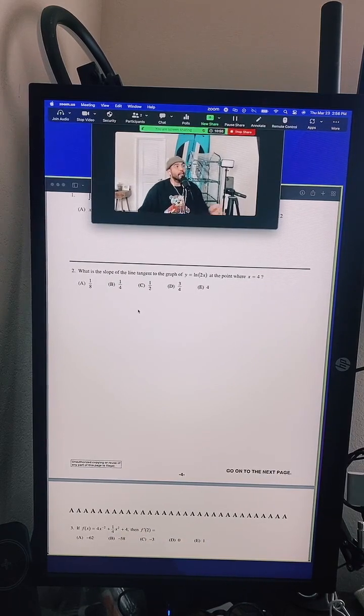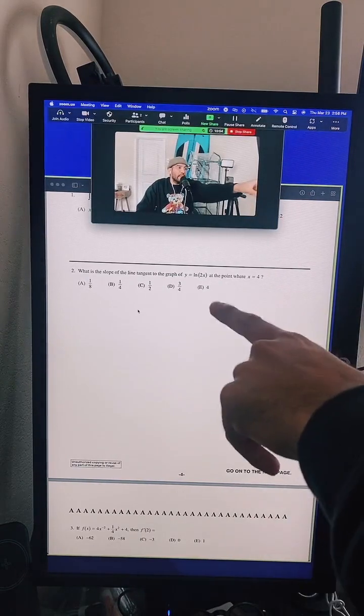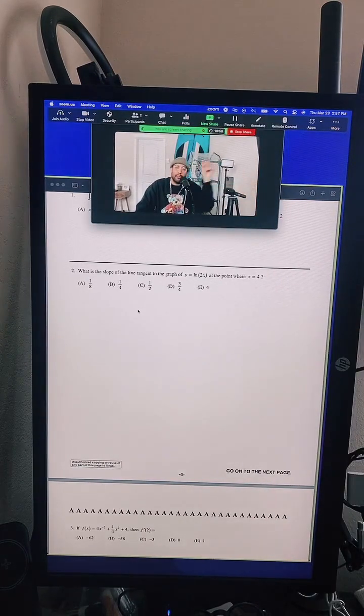Number 2, what is the slope of the line tangent to the graph y is equal to ln of 2x at the point x is equal to 4? Don't forget, immediately they say the slope of the line tangent to the graph. That's just another fancy way of saying the derivative.